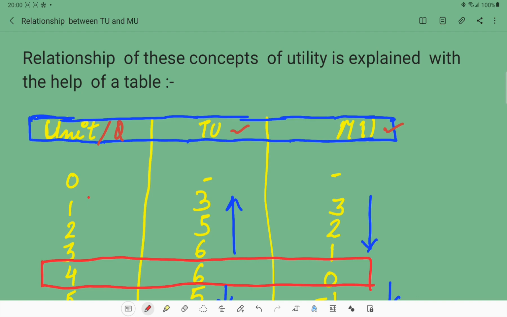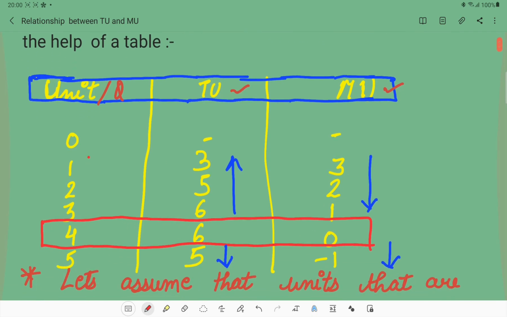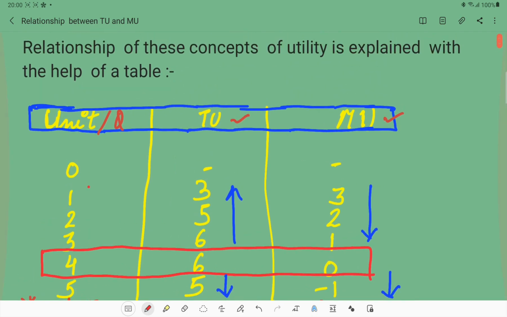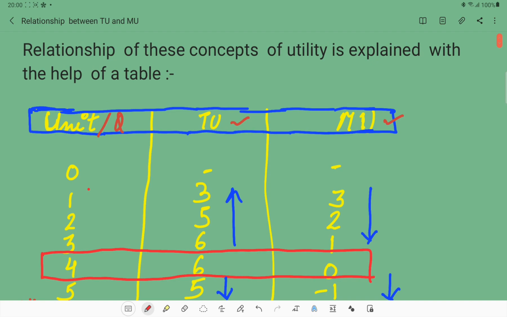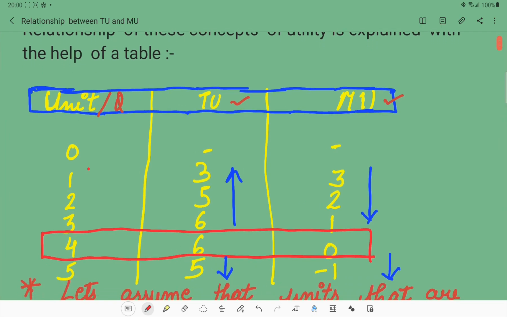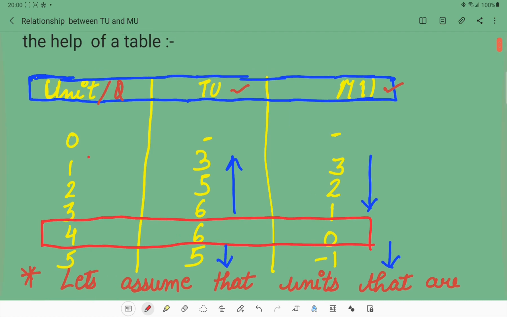So today we are going to start with the relationship between total utility and marginal utility. Yesterday we spoke about utility and the features of utility, and after that the meaning of total utility and marginal utility. And the day before yesterday I explained the concept of utility with the cardinal utility as well as with the ordinal utility. So now the relationship between total utility and marginal utility will be explained with the help of a table.